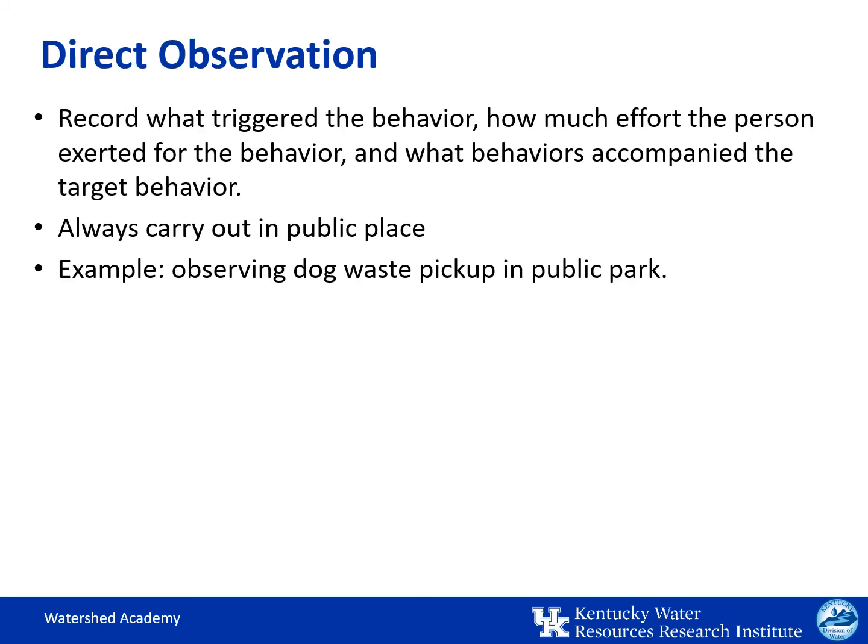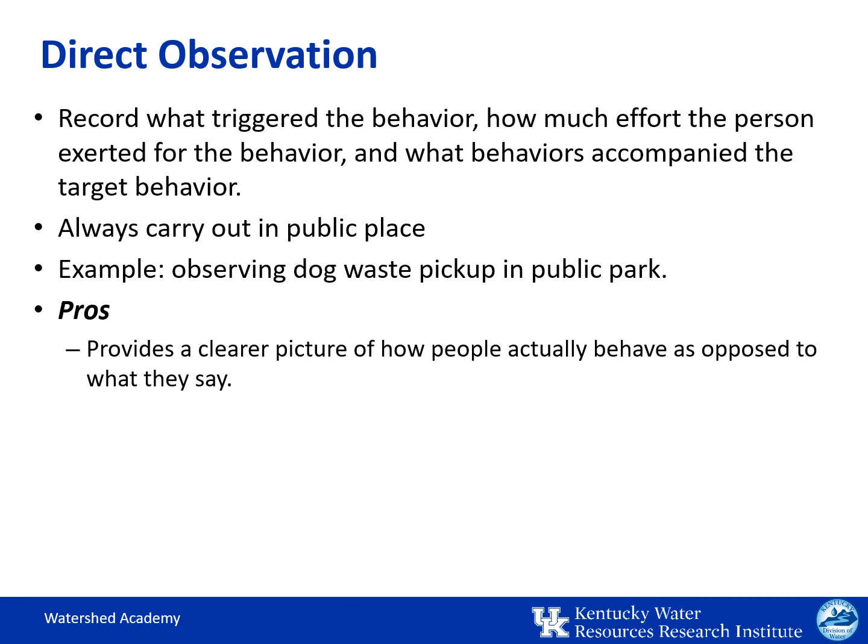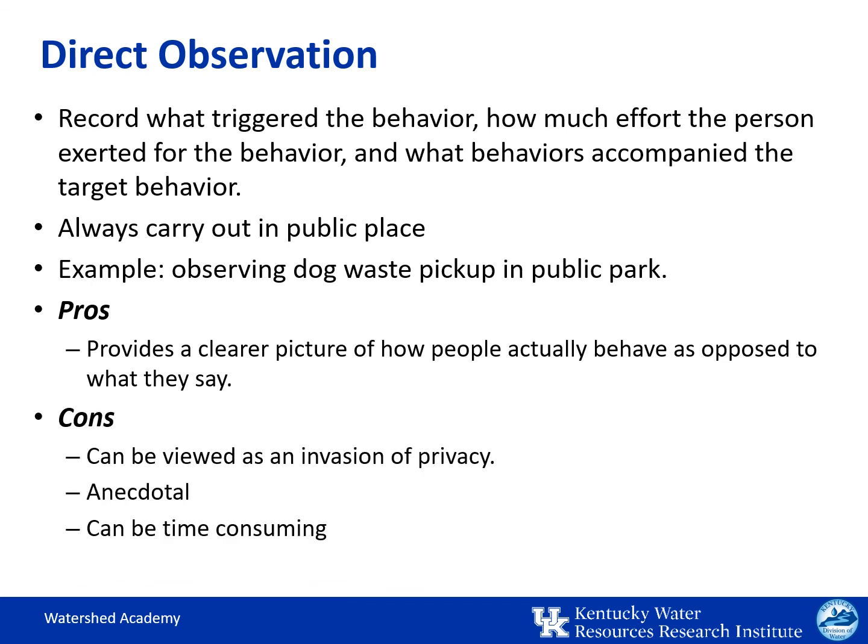Direct observation is another qualitative survey approach in which the researcher observes people engaging or not engaging in behavior. They may record what caused the behavior, how much effort was exerted, or what other behaviors were associated with it. Obviously, respecting people's privacy is important, so this should be done in a public place, lest it be viewed as invading privacy. Hopefully, it can provide some insight into what people are actually doing as opposed to what they say they are doing. However, the results are often anecdotal, and it can be time-consuming to conduct this type of observation.